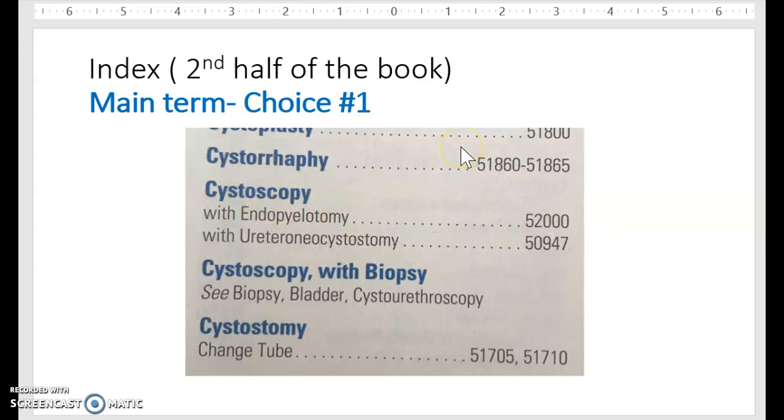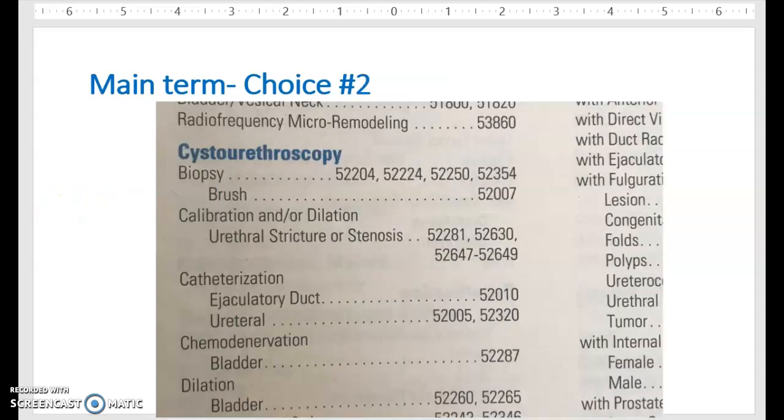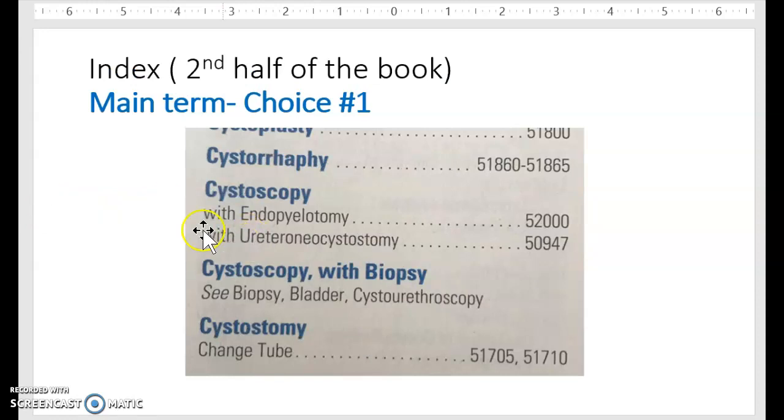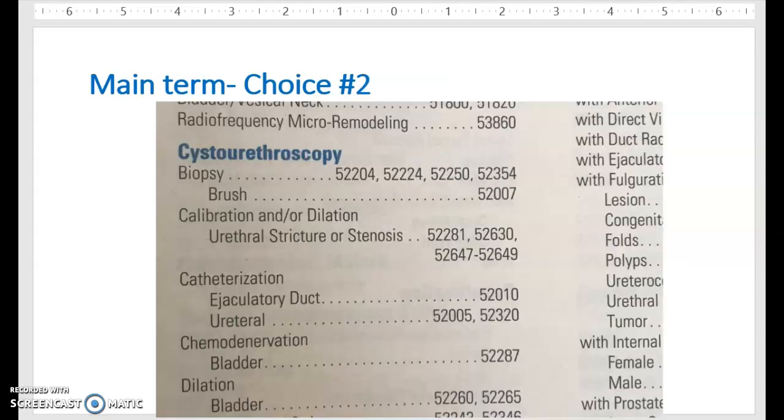Now remember, the CPT index is a little bit confusing. Since I know how to code for this, I will not really look for cystoscopy. I will look for, although this is taking you to these codes, it's not giving you the exact subterms. You see the second and the third word, which are the subterms. They're not giving you the exact words. So since I know that, I will look for cystourethroscopy.